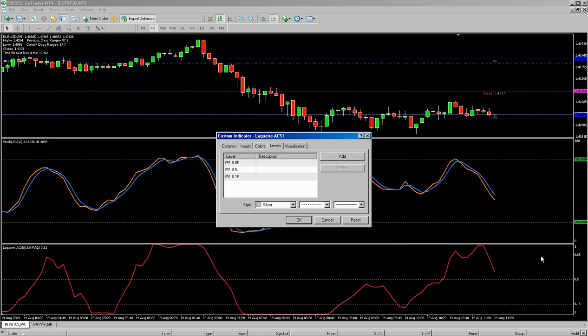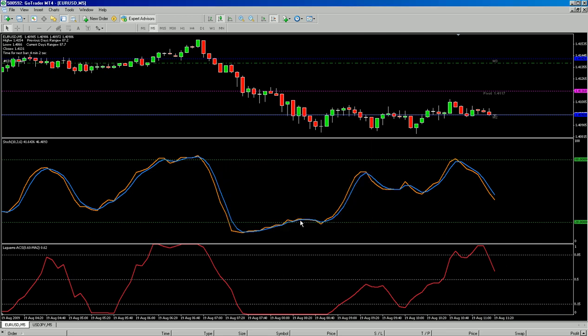The levels is 3 horizontal lines across the indicator: 0.15, 0.5 and 0.85. Pretty straightforward. As I said, you can find that just about anywhere, the actual custom indicator, Laguerre ACS. I just call it the lag. It's just simple for me.